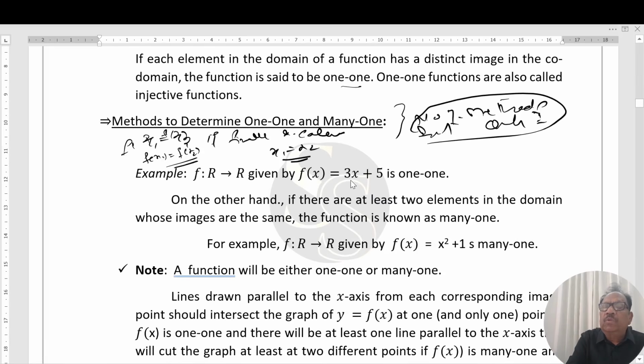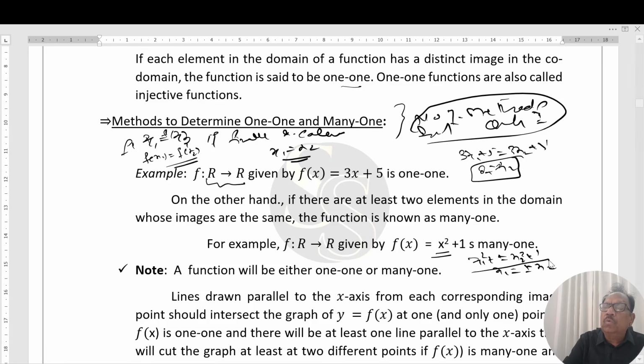Example: f(x) equal to 3x plus 5 is one-one, R to R. Be very careful on this issue. In this case, take f(x1) equal to f(x2), that is 3x1 plus 5 equal to 3x2 plus 5. This gives x1 equal to x2. Therefore, it is a one-one injective function. In another case, this is R to R, where x1 square plus 1 equal to x2 square plus 1 gives x1 equal to plus or minus x2. That is not one-one, right?